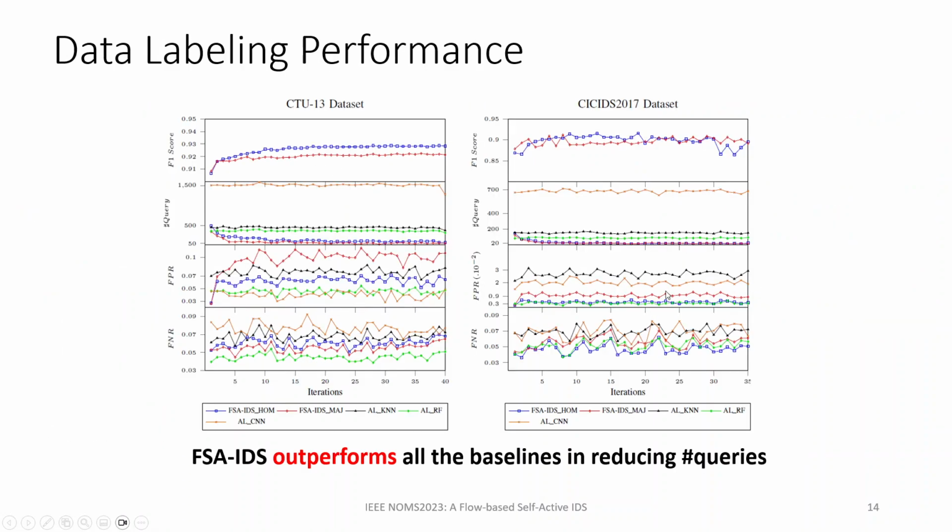For the data labeling performance, the most important parameter is the number of queries to the oracle or human. You can see that in both cases, in the two different datasets, we have minimized the number of queries dramatically in comparison with other models here. And in order to know how our pseudo labeling module works and how good it is, we use FNR and FVR. As you can see, it makes very, very few mistakes when pseudo labeling the traffic.